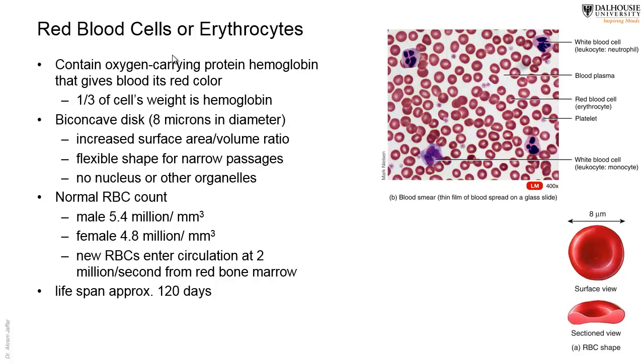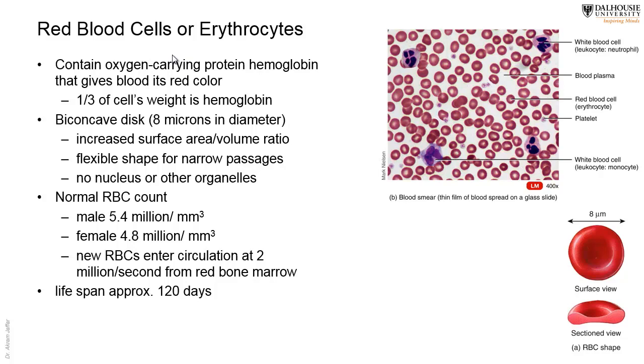The count of red blood cells is about in millions. It's not like the white blood cells, as we will see in a moment. For each 700 RBCs, there is one white blood cell. So their count is in millions. They are 5.4 million per cubic millimeter in the male, 4.8 million per cubic millimeter in the female.